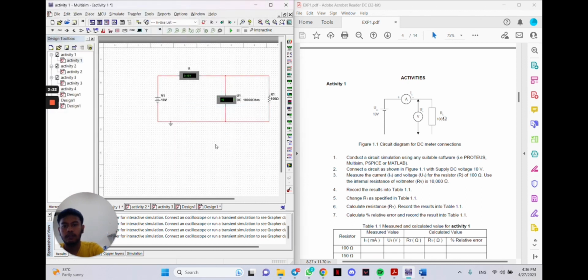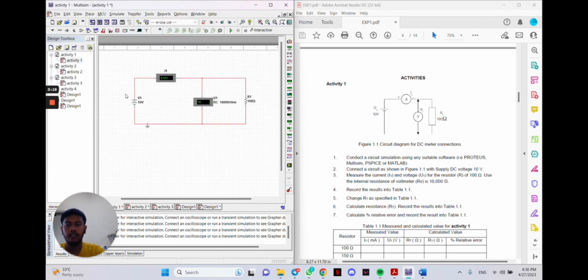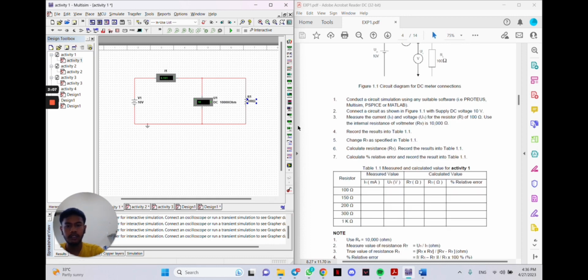After we finish finding all of the components, we need to connect each of the components, connect the circuit. After connecting the circuit, just run it, but don't forget to change the value of the resistor based on the question given. So for a 100 ohm resistor, the reading for the ammeter is 0.101 and the voltmeter is 10 volt. That's how to simulate the circuit by using Multisim.